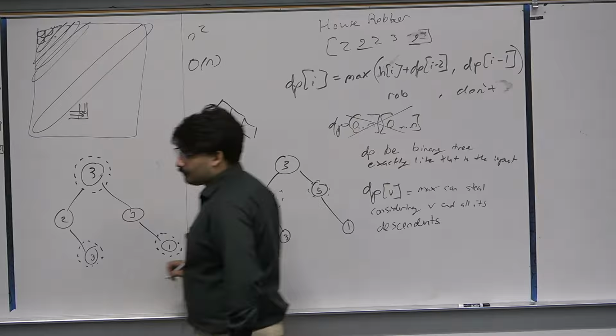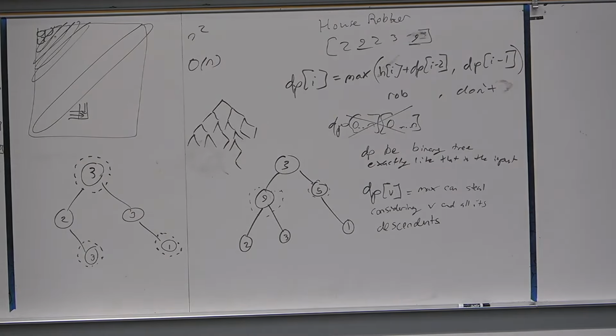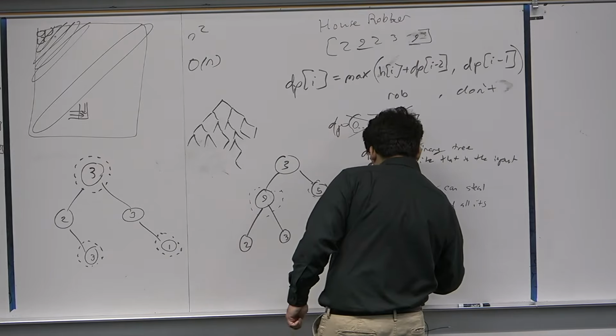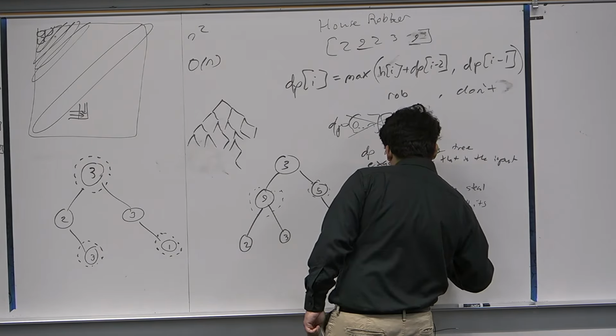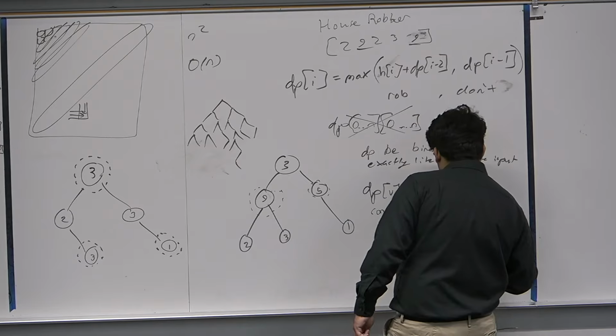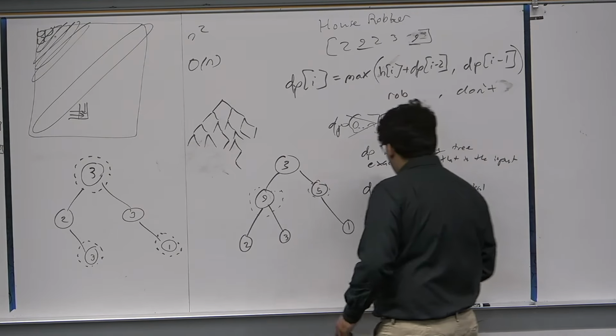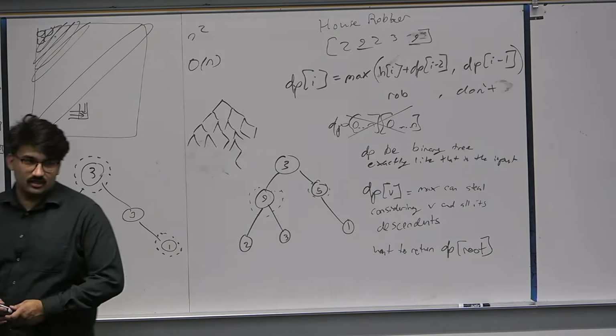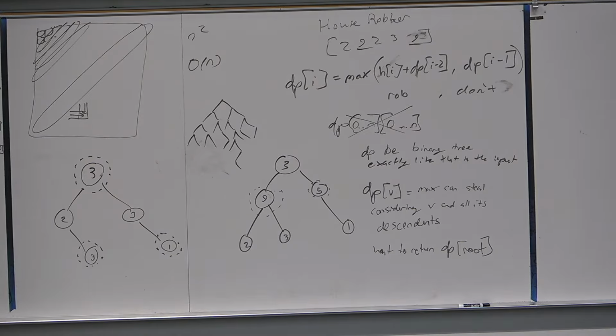Does that mean you have to go backwards up the tree then? Sure. But then recall in DP, sometimes the last thing that you write down is the answer that you want to return. Correct. So you want to return the root, because that's the max you can steal considering the root and all its descendants, which is the entire binary tree, right? The base cases are a little unwieldy.